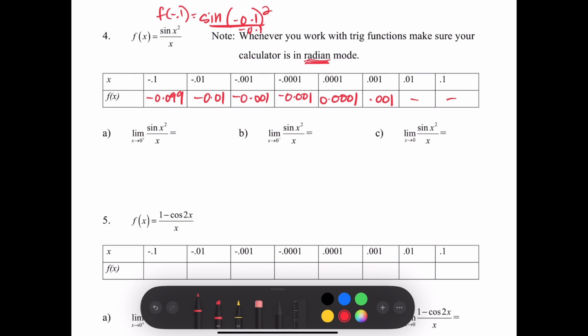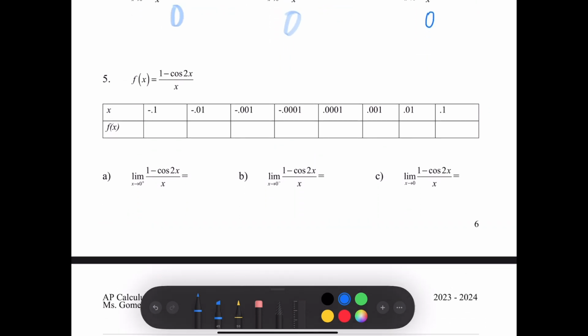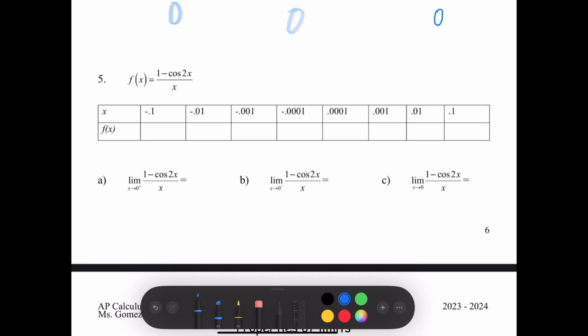But as I approach 0, and we know 0 is going to be right here, from the right side, I'm getting close to the value of 0. And from the left side, I'm also approaching 0. And so it's safe to say that the limit of the function as x approaches 0 is 0. Last one here.